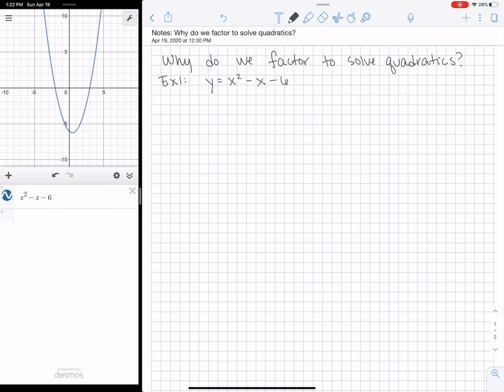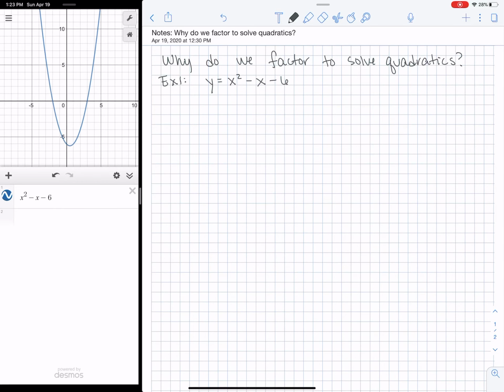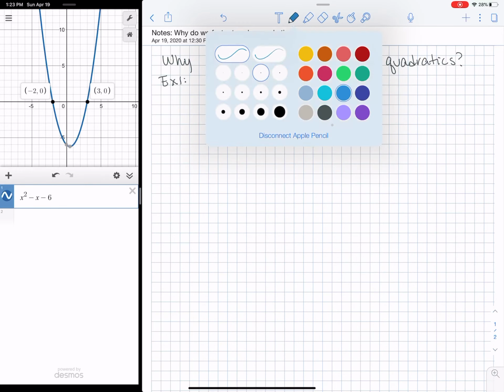And the thing that I really want to point out about this is where it crosses the x-axis. And if you'll notice, it's crossing the x-axis at -2 and 3. And here is why it's so cool, and here is why it's important that we know how to factor.